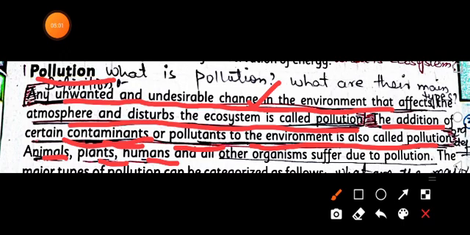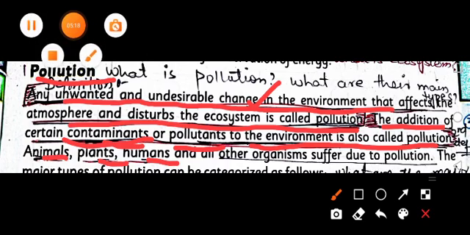So students, what is pollution? Pollution is any unwanted and undesirable change in the environment that affects the atmosphere and disturbs the ecosystem is called pollution, or in simple words we can say that any harmful change in our environment is known as pollution.